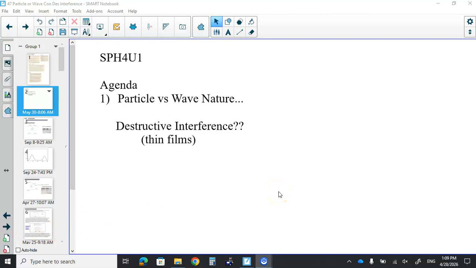All right, so up next on the wave particle debate to do with the nature of light, we have interference. The title is destructive interference, because that's the weirdest one, but we'll cover constructive and destructive interference.